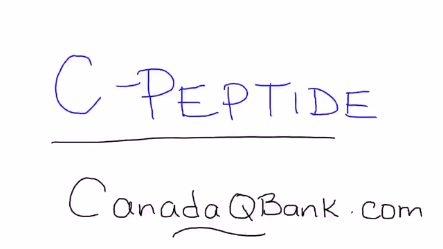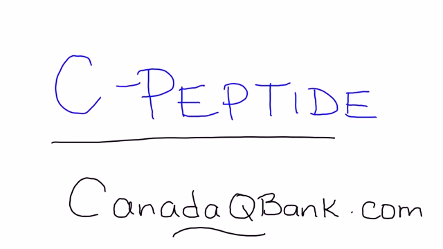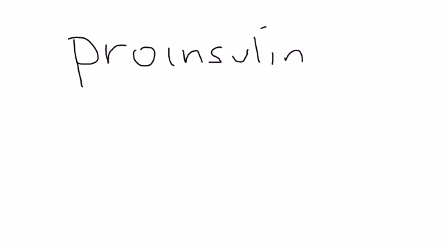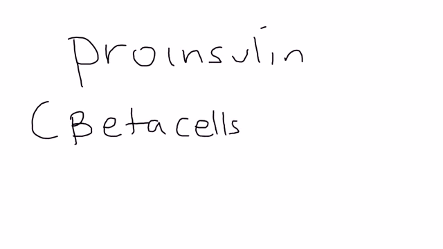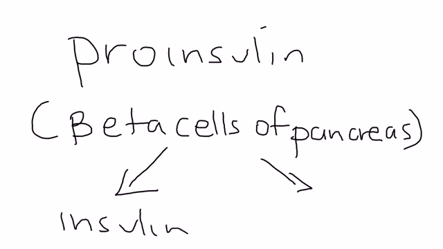C-Peptide is the topic for this video, and I have some clinical vignettes at the end. So what is C-Peptide? Well, it starts off with a molecule known as proinsulin, and proinsulin is secreted by the beta cells of the pancreas. And when proinsulin is synthesized, it cleaves into two segments. The first is, of course, insulin, and the second is C-Peptide.